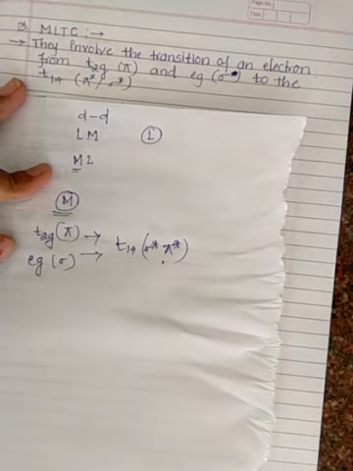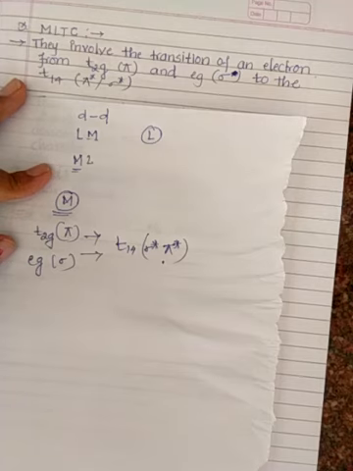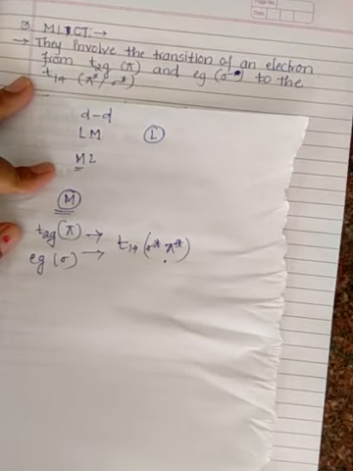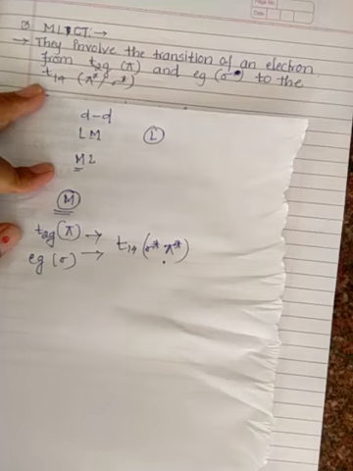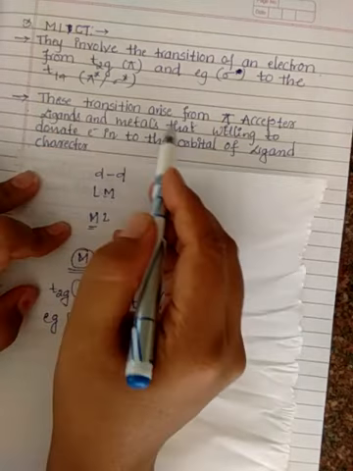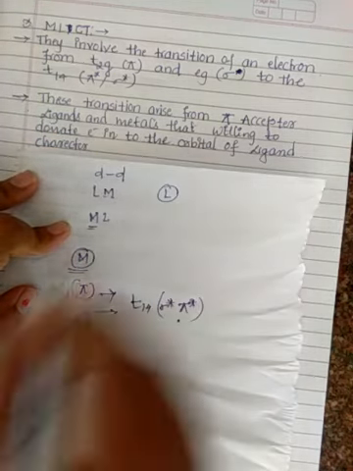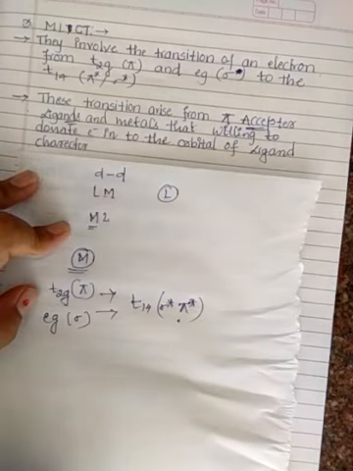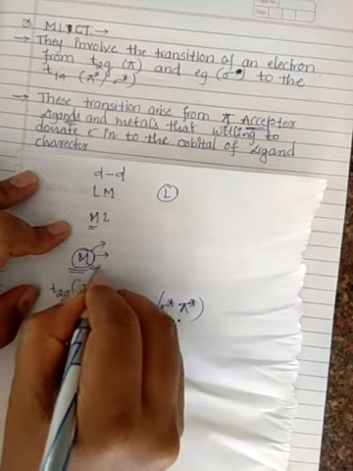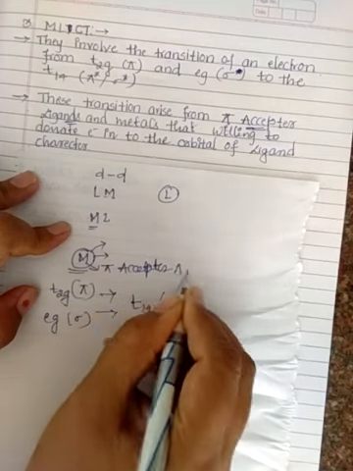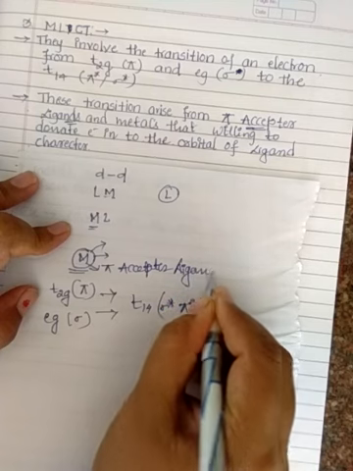Just to see, metal to ligand charge transfer, or MLCT. Here they involve the transition of electrons from t2g and eg to the t1u, that is sigma star and pi star. Now the next, this transition can actually arise from pi acceptor ligands. Why do they have to accept? Because here the metal is present at the center, no? So they have to accept the electrons. Pi acceptor ligands, isn't it?